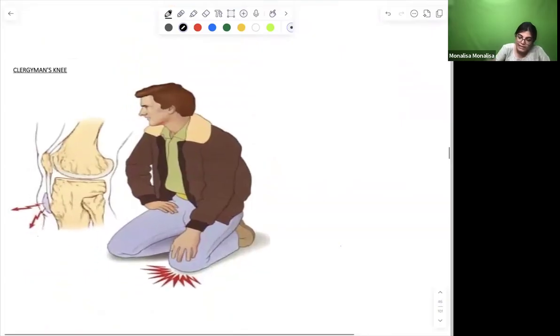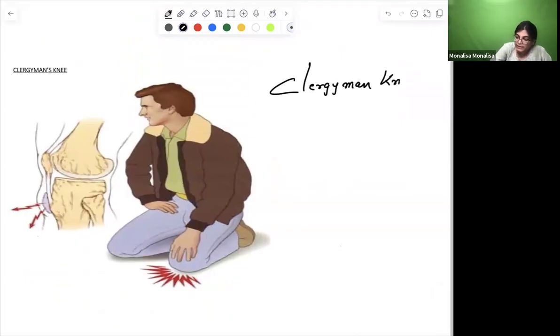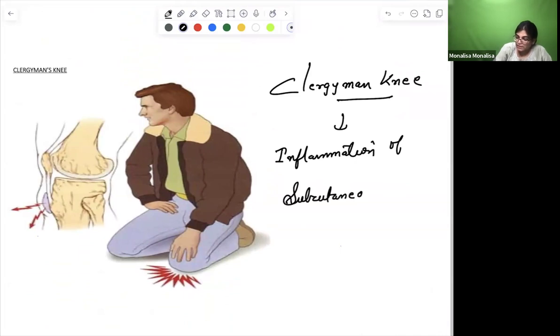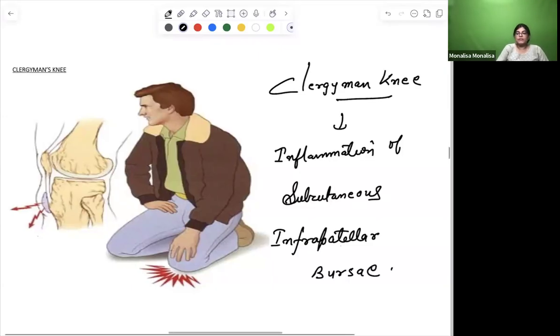This condition is called clergyman knee. In this condition, there is inflammation of subcutaneous infrapatellar bursa. This is inflammation of subcutaneous infrapatellar bursa.